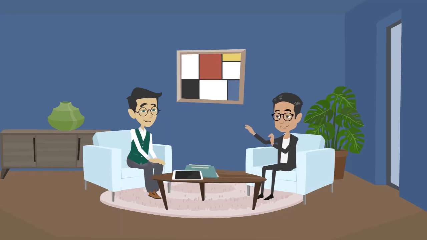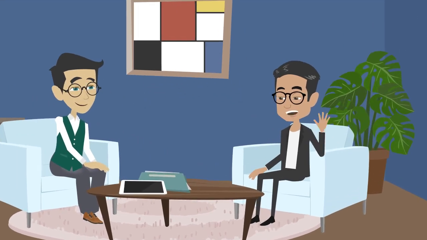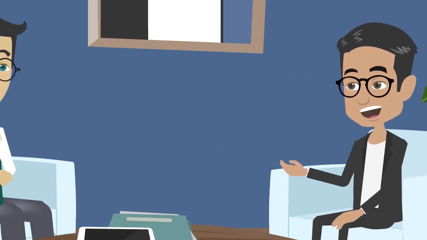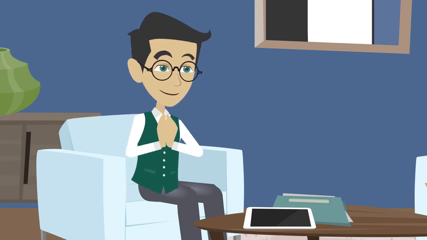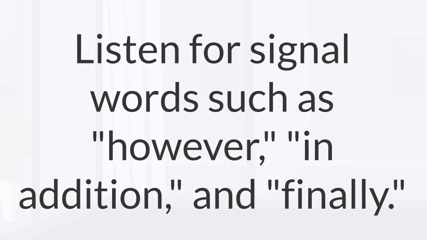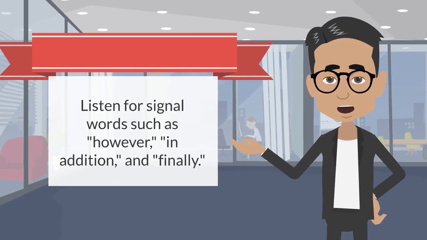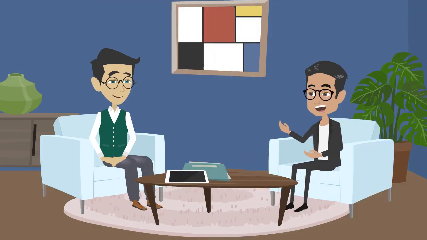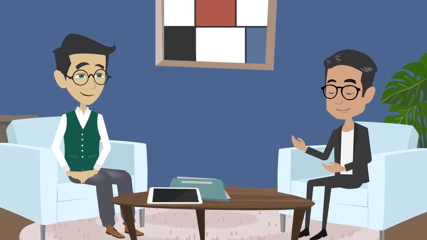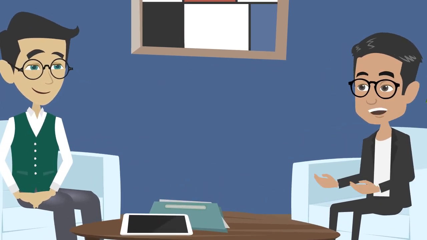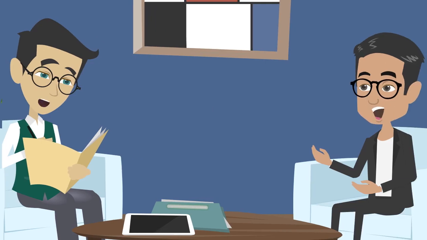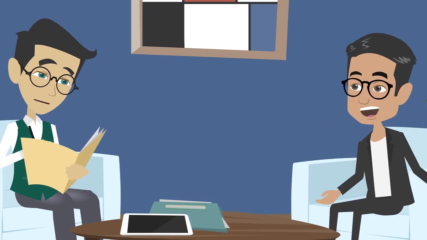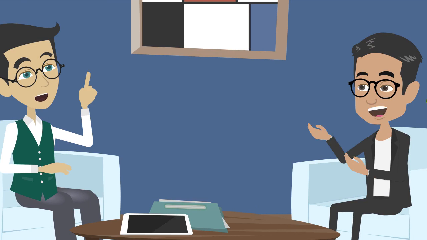1. Pay attention to the speaker's tone of voice and intonation. Sometimes, the way something is said can provide clues about its importance. 2. Listen for signal words such as however, in addition, and finally. These words often introduce important information. 3. Look for repetition. If the speaker repeats a word or phrase several times, it is likely to be important. 4. Take note of specific examples or numbers. These details are often key to understanding the main idea.